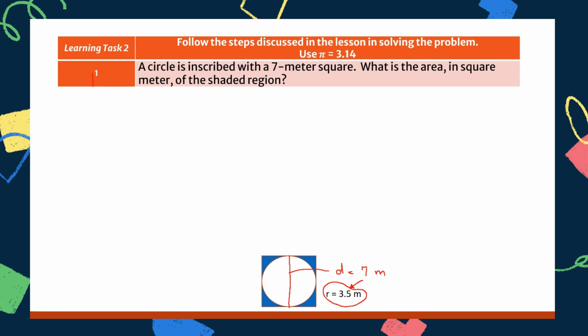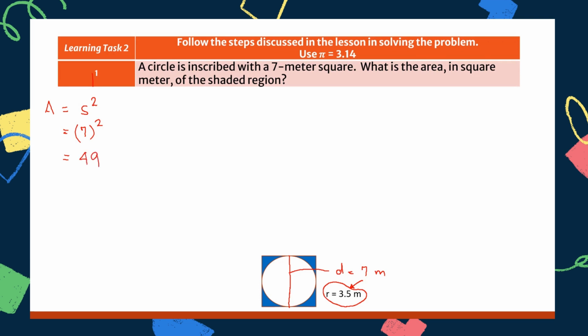So sa una, kukunin natin ang area of a square. Pagkatapos, kukunin din natin ang area of this circle. Okay? So umpisahan natin sa area of a square. For us to get the area of a square, our formula is s to the second power, which means side times side. Nagkataon, ang given side ay 7. And 7 squared means 7 times 7, which of course, equivalent to 49.